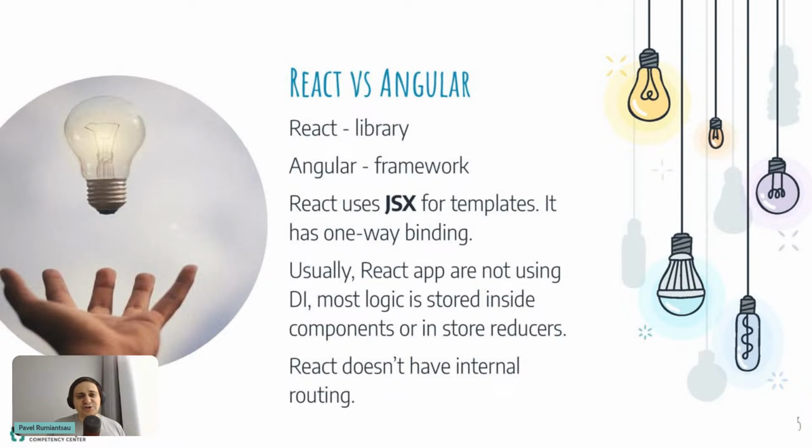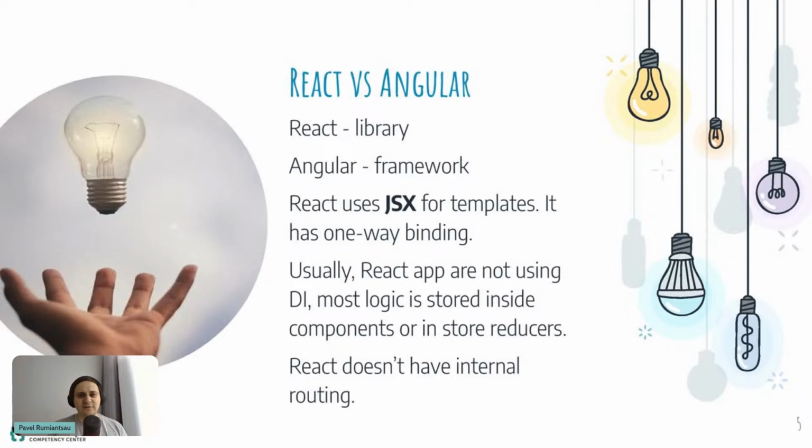React uses JSX templates, which means that it's not pure HTML, it's kind of an extension. Overall, JSX is JavaScript code that looks like HTML, but can be converted to JavaScript. It uses only one-way binding, which means that we don't need to think about things like outputs, which we usually have in Angular, and communication between components usually is done separately.